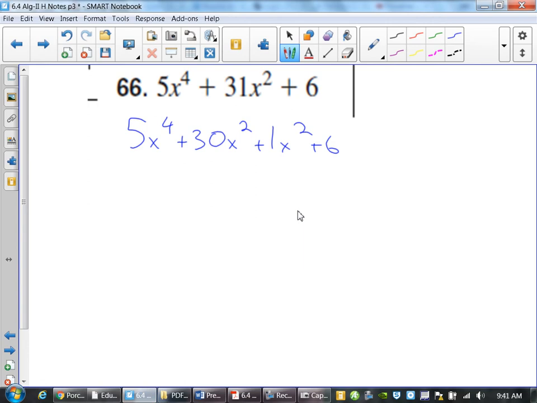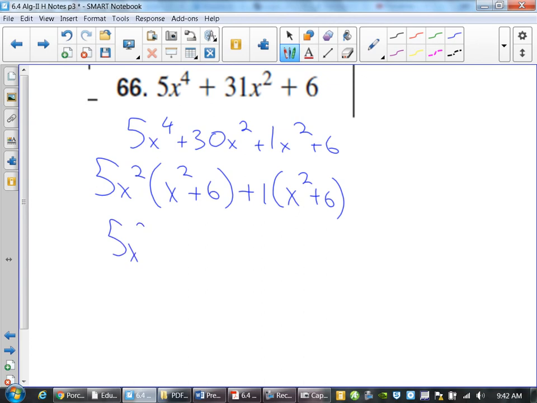And then do your GCFs again. Remember, guys, if it's written so that it looks like a trinomial, where the first one is the highest degree and the next one is half of it, you treat it the same way. GCF gives you a 5x squared, times x squared plus 6 plus 1, x squared plus 6. That gives you terms of 5x squared plus 1, x squared plus 6, and you're done. You cannot factor that any further. You're going to get all sorts of imaginary roots in this one.